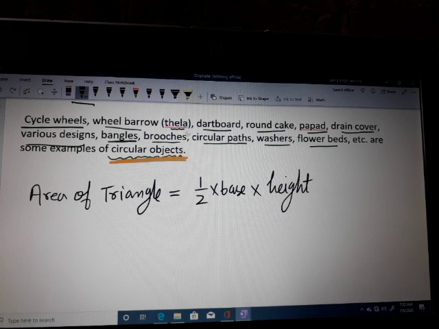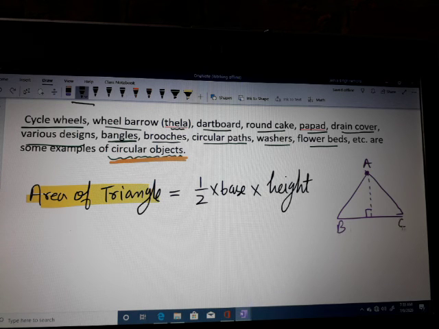Next, this formula is also used in this chapter, that is the area of the triangle. Area of a triangle is given by 1/2 base into height. For example, this is the triangle. If I want to find the area of this triangle, I will draw a perpendicular from this vertex to the opposite side. Let the triangle be ABC. This vertex is A and I draw the perpendicular AM from the opposite side.